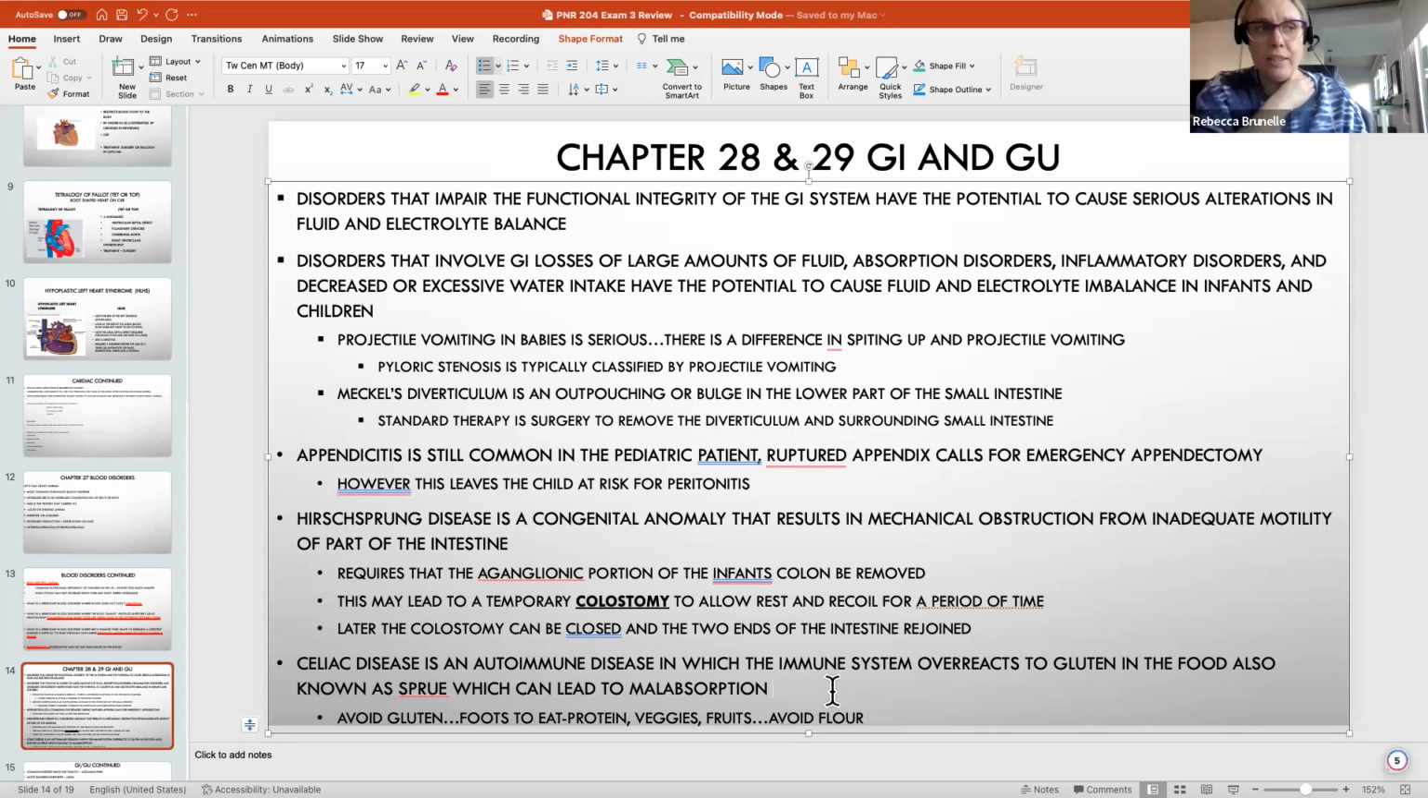So celiac disease is an autoimmune disease where they can't digest gluten, or they have like an allergic reaction to gluten. The treatment for celiac disease is avoidance of gluten. So this is a lot of dietary management.